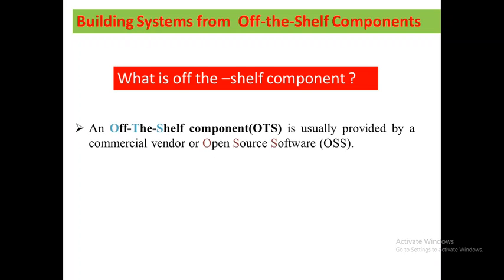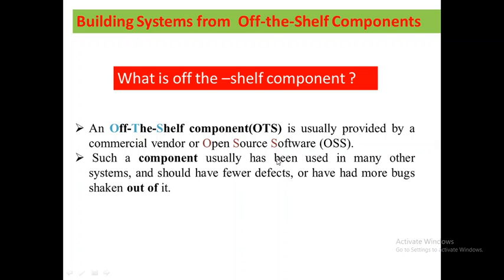The shortcut format is OTS, off-the-shelf components. It is usually provided by a commercial vendor or open source software. We just choose the required component and use it as per our requirement. Such a component has usually been used in many other systems and should have fewer defects, having had more bugs shaken out of it.